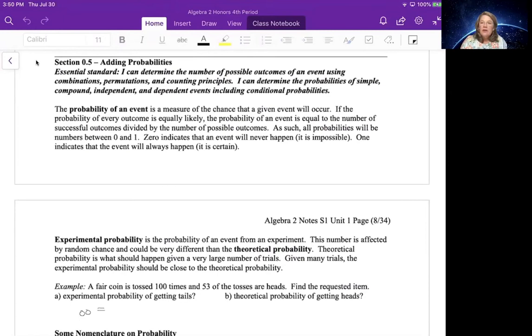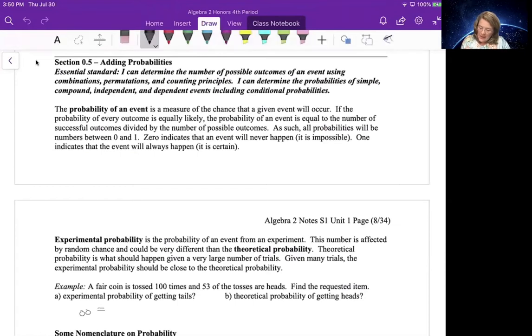We're moving on in our review. We are starting today with section 0.5, which has to do with adding probabilities. We've already talked about the first essential standard, figuring out the number of possible outcomes of an event using combinations, permutations, and counting principles. We did that prior, and today we're moving on. We're going to learn how to determine the probabilities of simple, compound, independent, and dependent events, including conditional probability. So what does all that mean?